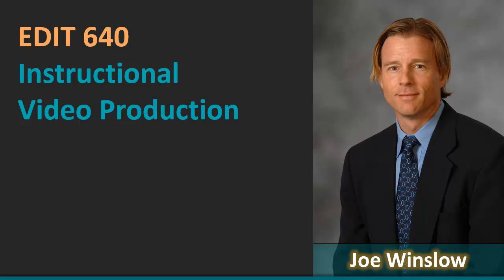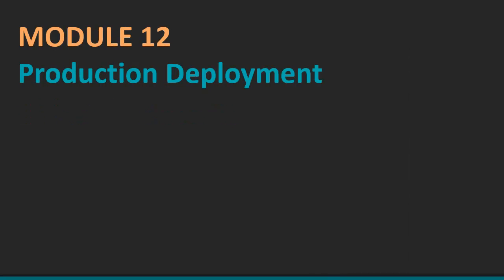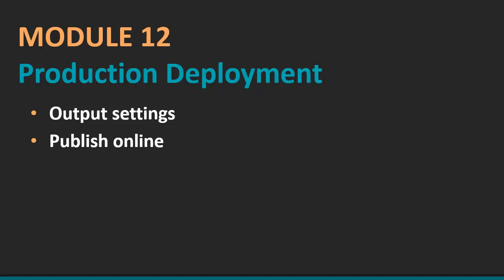It's Joe again, here to present this week's module on production deployment for instructional video. In this lesson, we'll briefly review the critical output settings necessary to optimize the video and audio quality of your final cut. We'll examine the most popular online publishing solutions for instructional video productions. And then finally, we'll identify tools and strategies for live internet broadcasting.